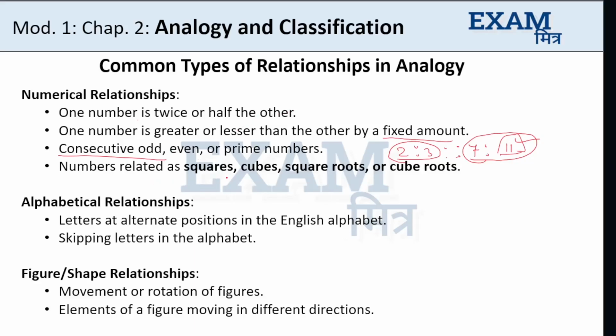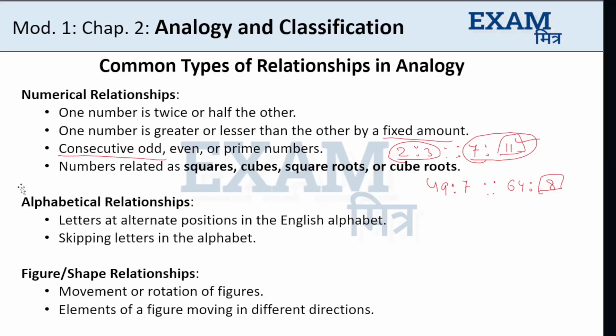Numbers related to squares, cubes, square roots, cube roots. For example, let's say this is 49. 49 is related to 7 as 64 is related to dash. So you can easily see that the square root of 49 is 7. So square root of 64 is 8. And that is the answer. We will see this later.